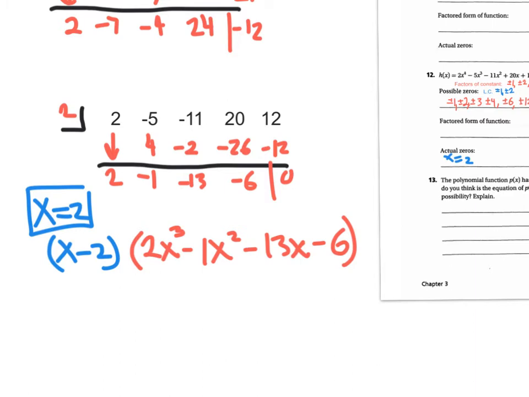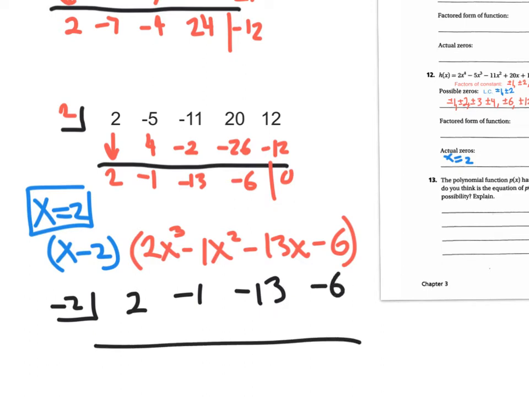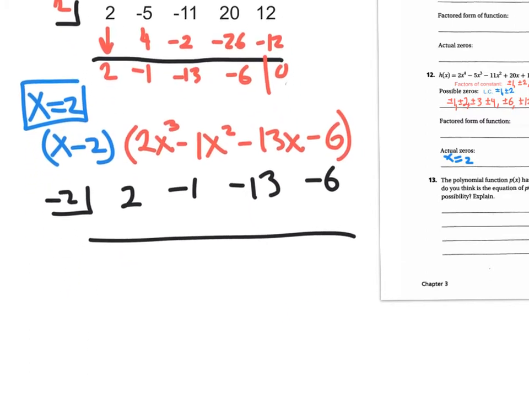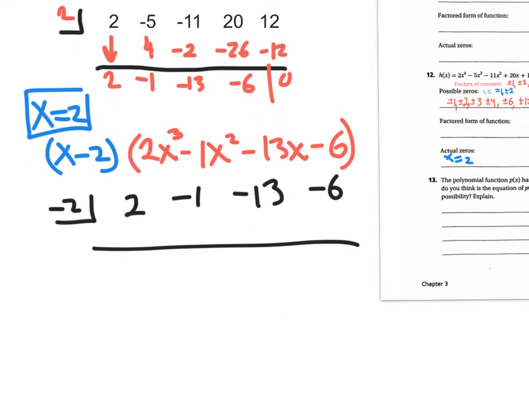Okay. So what I want to do is put the negative 2 in the box, and then I want to use the coefficients of 2, negative 1, negative 13, and negative 6. And there's my line. Give me a second. I'm just going to move this up, make a little more space. So we already know that 2 works. Let's try negative 2. So 2 comes down, and then I multiply, negative 2 times 2 is negative 4.